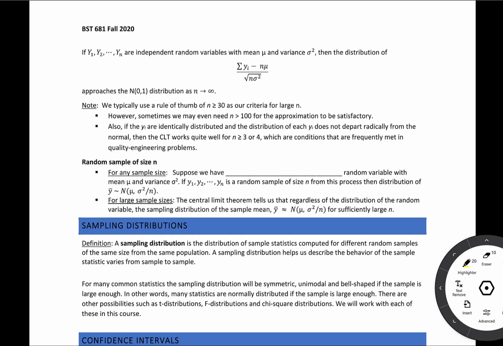And for any sample size, if the random variable we're working with is normally distributed, then the mean of those random variables is going to be normally distributed with mean mu and variance sigma squared over n. And for very large sample sizes, even if the random variable we're interested in is not normally distributed, we see something very similar.